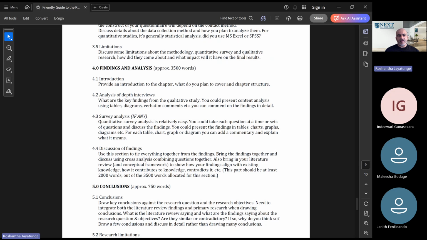Why I say that is, in the other 2 parts, you're presenting the data. What is more important is how you discuss the data in your chapter 4.4.